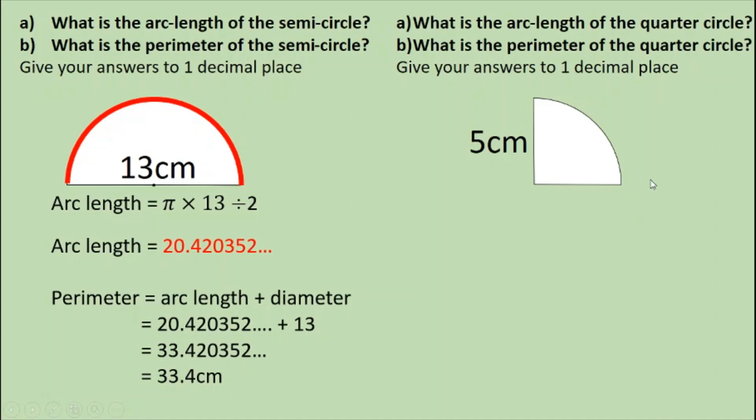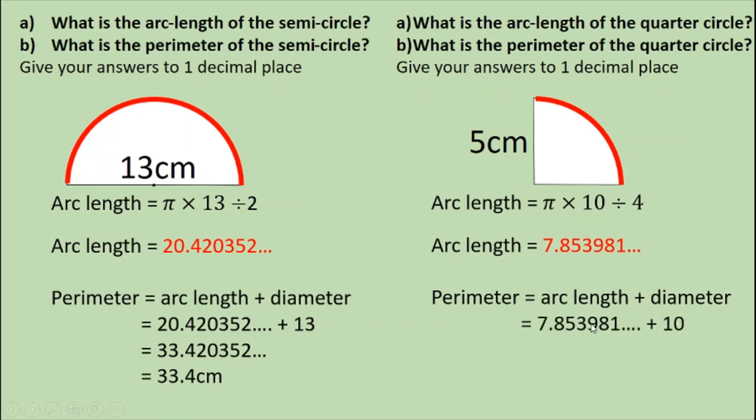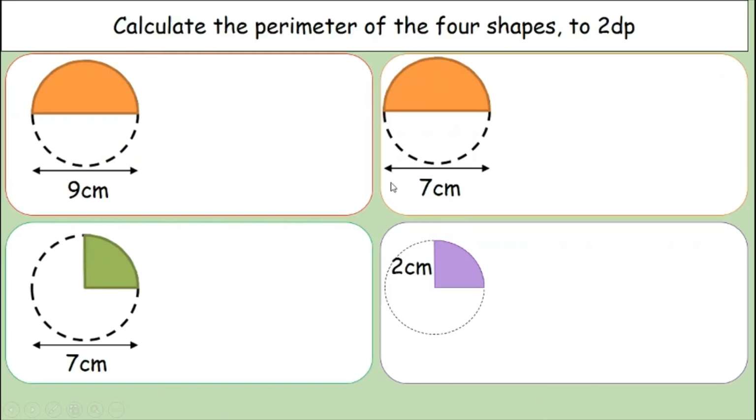The quarter circle is going to be pi times 10 divided by 4, because it's a quarter, giving us 7.85 for the curve. We're then going to have a perimeter of arc length plus diameter. So our arc length from before plus 10, 17.9. Don't forget it's a diameter, not a radius. Okay, there are 4 more questions like that if you need to keep practicing them. Pause it now and then have a quick go.